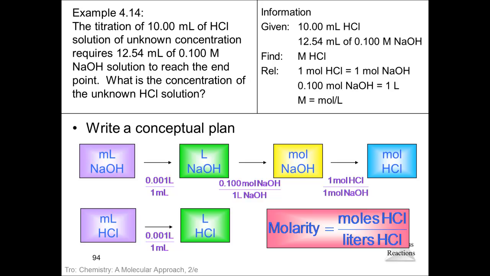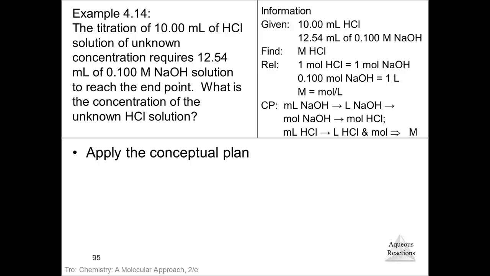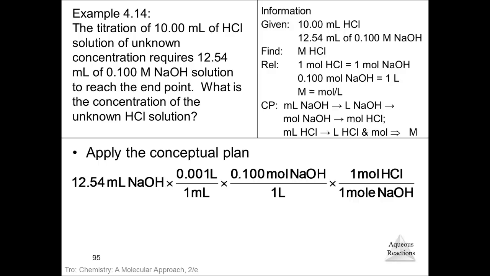And then we know the moles of HCl. We know the volume that was given to us is 10 milliliters, so we can put moles of HCl over the liters of HCl and get our final molarity of that acid solution. So now we're just going to go through that conceptual plan using the actual numbers, multiplying or dividing, canceling out any units we don't want.